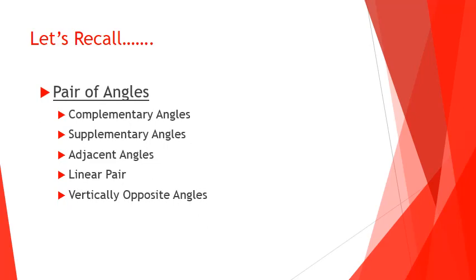First we learned about pairs of angles. The first pair of angles we learned is complementary angles. If the sum of the measures of any two angles is 90 degrees, they are called complementary angles. You have to remember the word "corner angle". Corner angle means it will make 90 degrees.